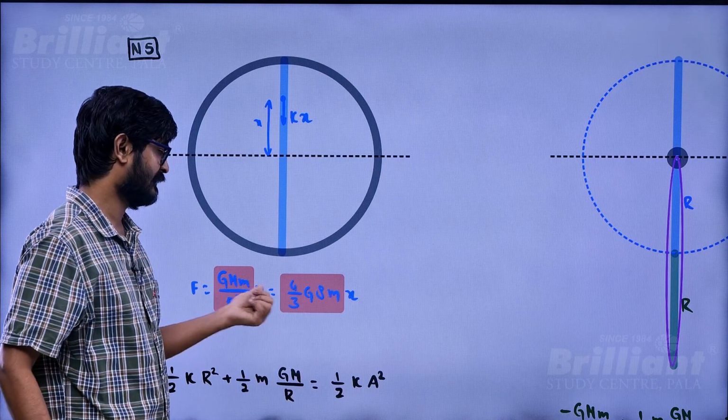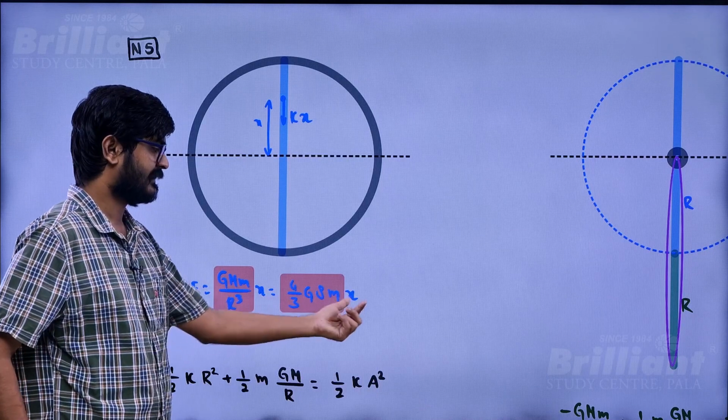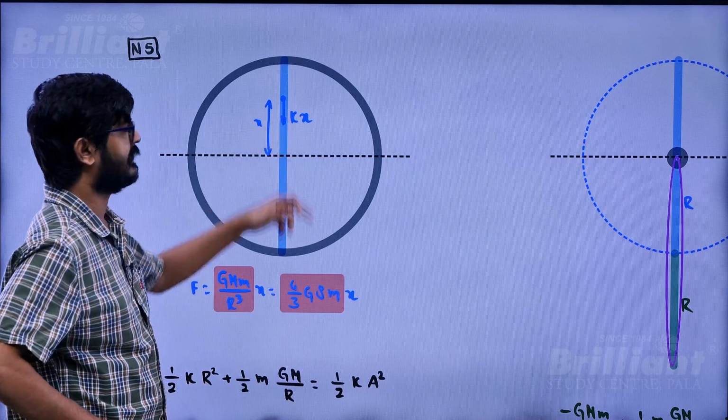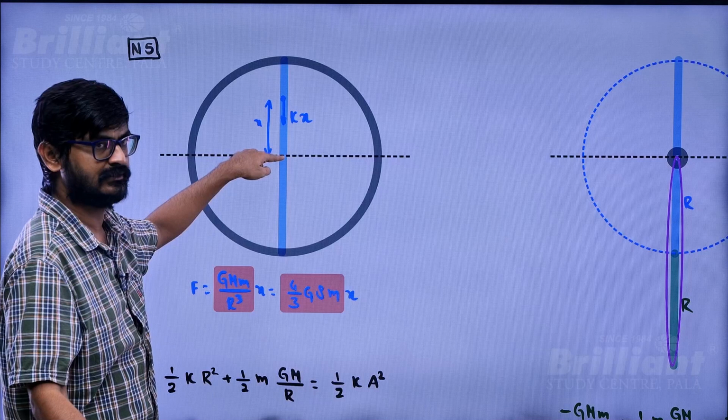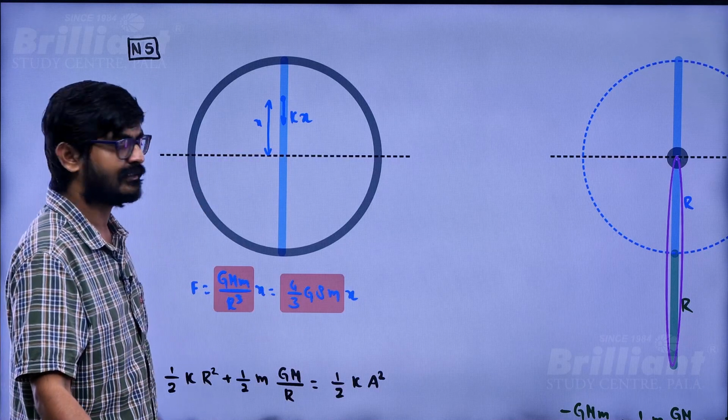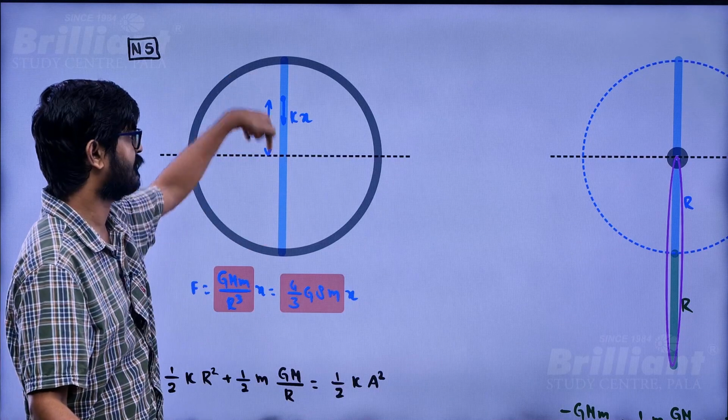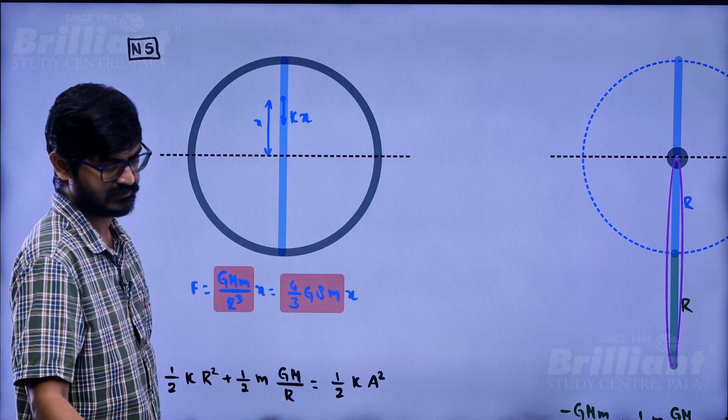This mass is density into volume, I am writing. So it looks like k into x form, towards the center, towards the origin, where the net force is going to be 0. So it looks like the force is of SHM form. It is in the opposite direction of displacement from the mean position, right?